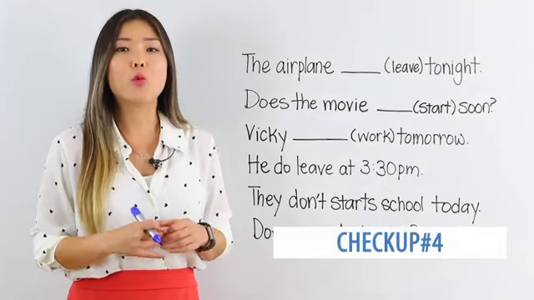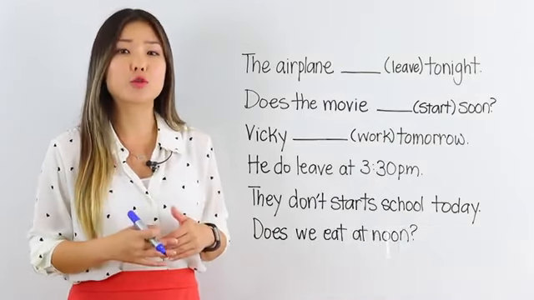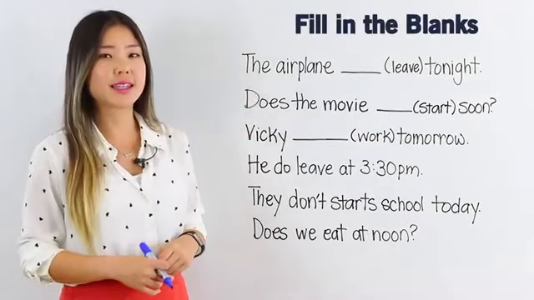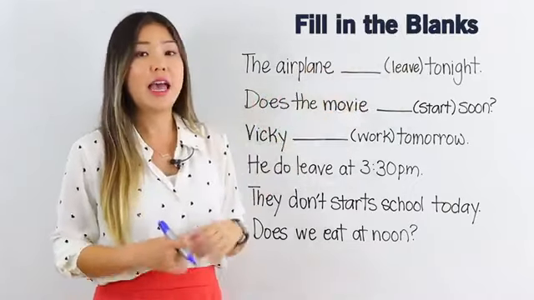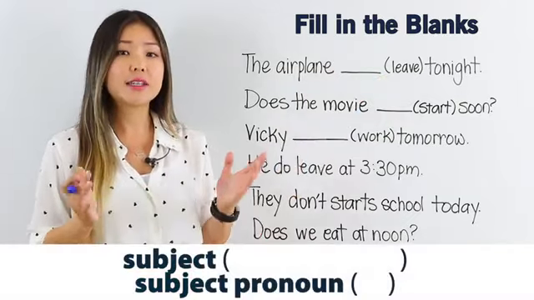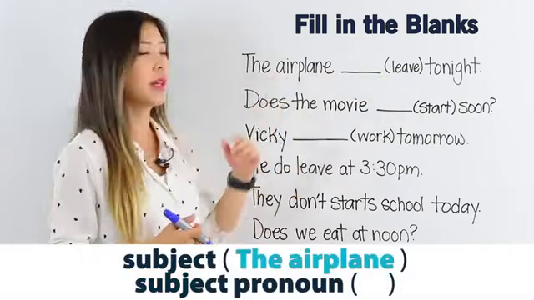In this checkup, we'll take a look at how the present simple tense can be used to describe future events. Take a look at the first sentence. It says the airplane blinked tonight, and we're looking at the verb leave. What is the subject of this sentence? The correct answer is airplane.